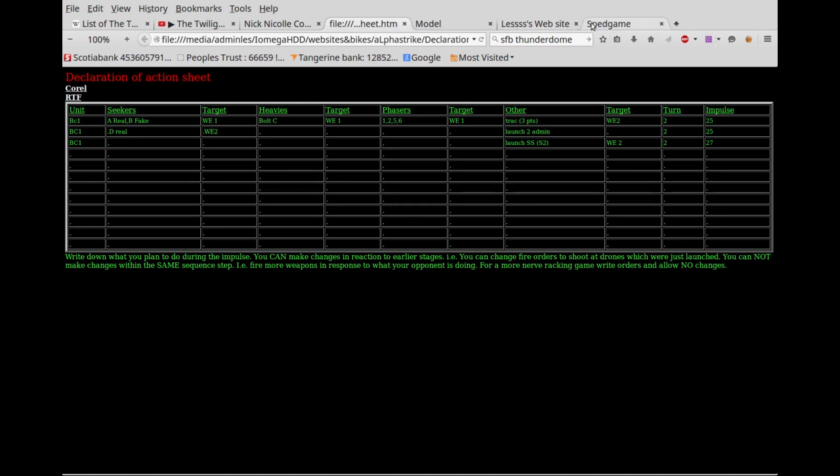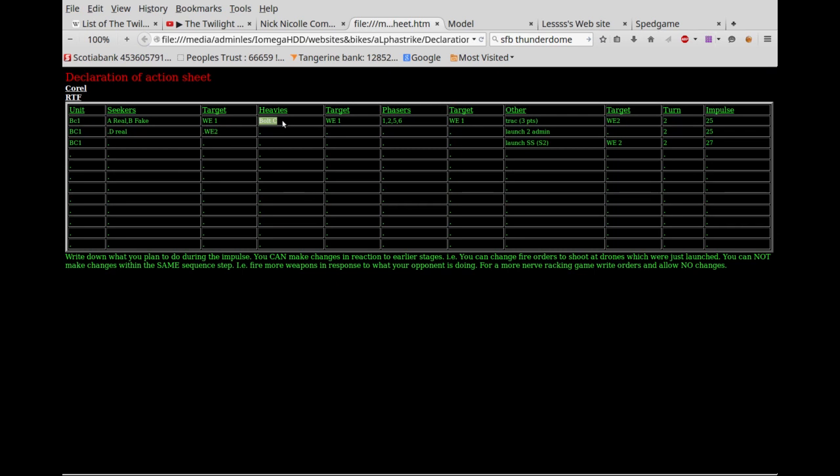Now, some of the other things that I used to do was create useful little play aids, and this is one of them. It's a declaration of action sheet. Basically, that's where you write down what you're doing. So you'd write down what ship it is, if you're a seeking weapon race, what type of seeking weapons you're launching, their target, if you're firing heavy weapons.